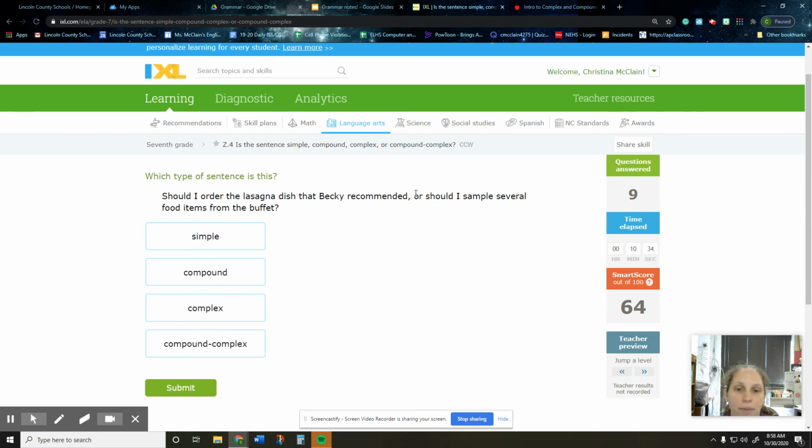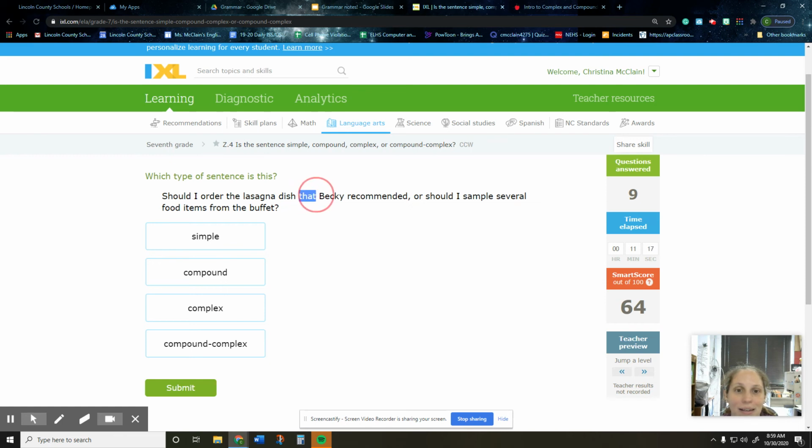Should I order the lasagna dish that Becky recommended, or should I sample several food items from the buffet? Okay. We have comma or, so this is most likely a compound sentence. Should I order the lasagna dish that Becky recommended? Should I sample several food items from the buffet? So we have two complete sentences. So again, this is probably compound, but what tripped me up before with something similar is this part, okay? That Becky recommended. So we have a relative pronoun, that.